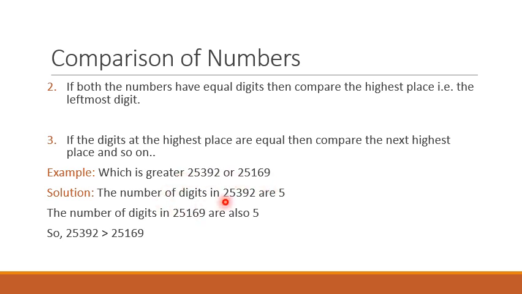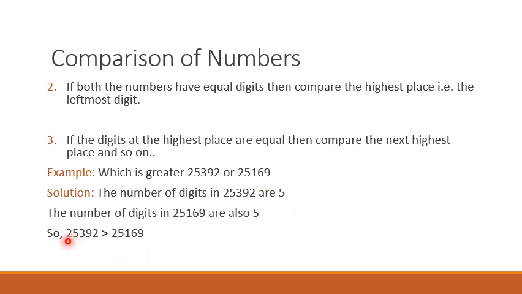So let's see here in the first number, the number of digits is 5. In the second number also there are 5 digits. So number of digits in both the numbers are equal. So let's compare the highest place or the leftmost digit. Here both the digits are same, both are 2. So I compare the next place, which is having 5 here and 5 here as well. So again we'll move to the further digit. So here it is 3 and here it's 1. So which is greater? Of course 3 is greater than 1. So the first number will be greater than the second number.